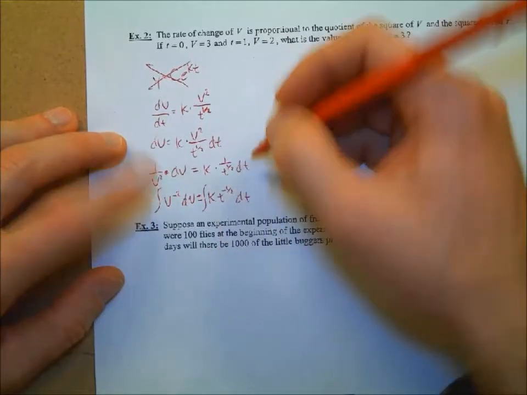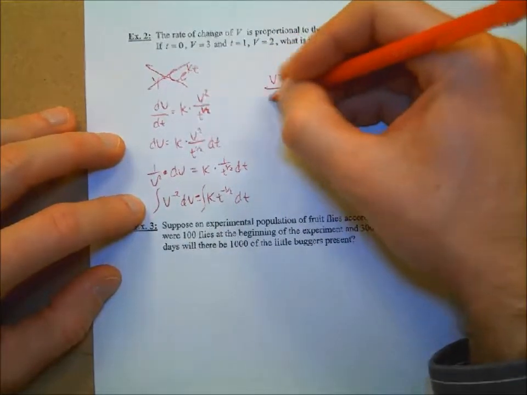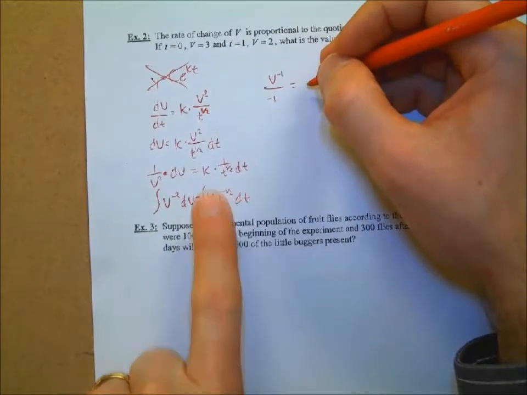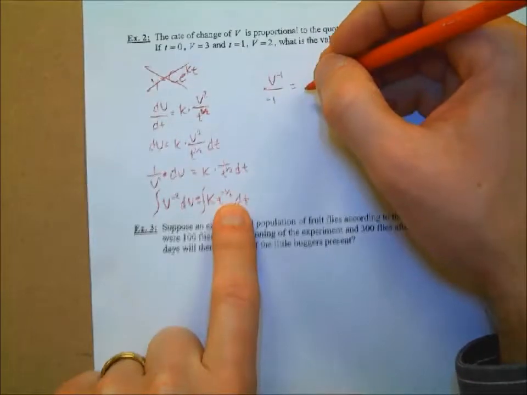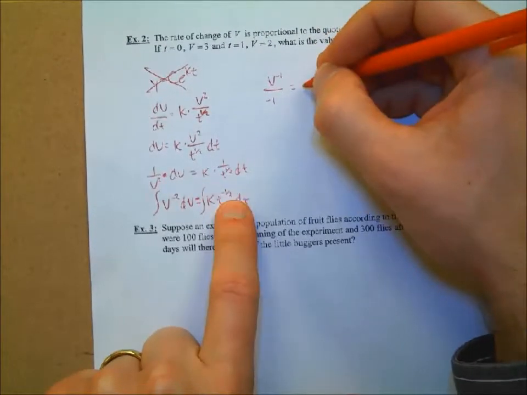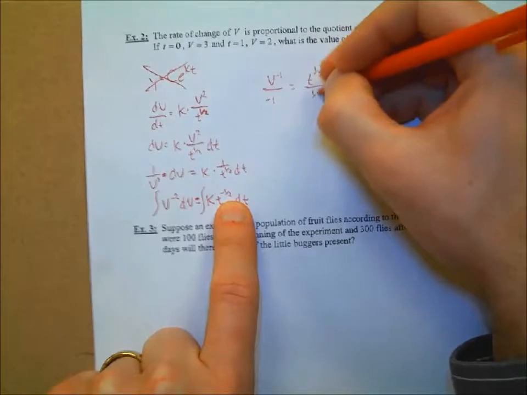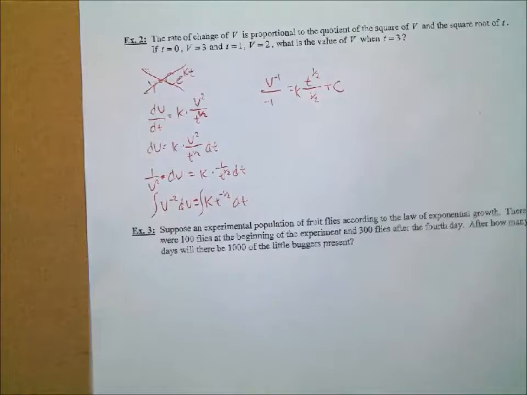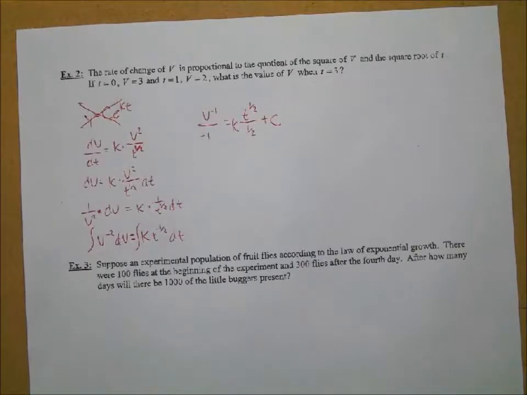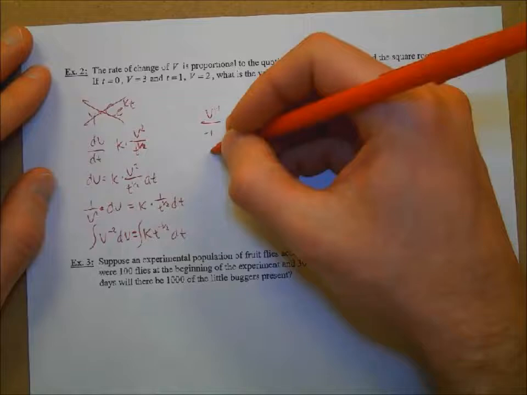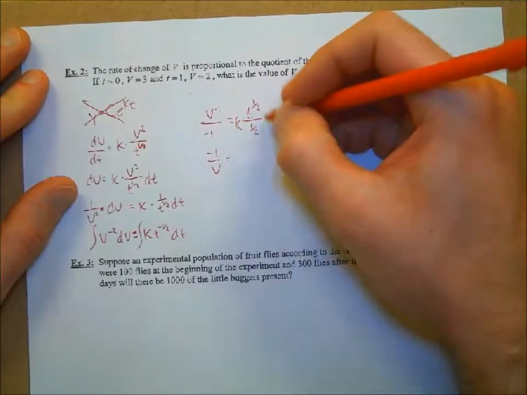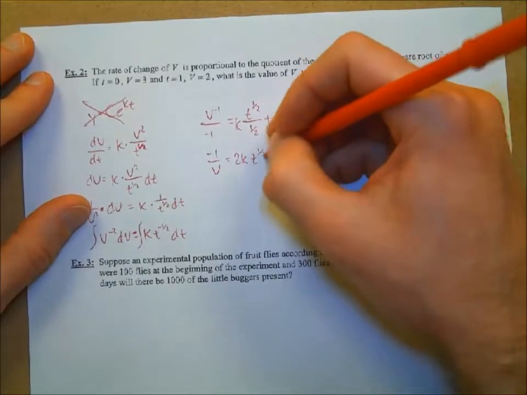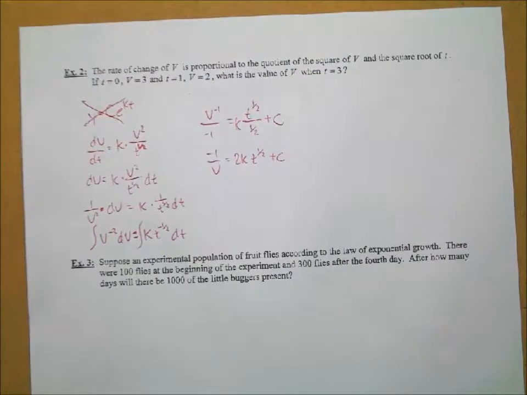Okay, so integrating that, you get v to the negative 1 over negative 1 equal to, and then the integral of k times t to the negative 1/2. Again, k is a coefficient, so just integrate t to the negative 1/2. Again, this is the power rule. Add 1 here, so you get t to the 1/2 over 1/2, k in front, and then plus c like that. Okay, so let's rework this here. This is going to end up being negative 1 over v equals, dividing by half, same thing as multiplying by 2, so 2k t to the 1/2 plus c.